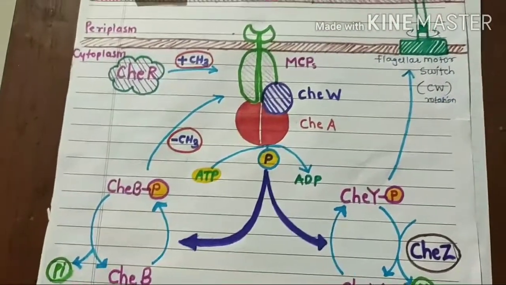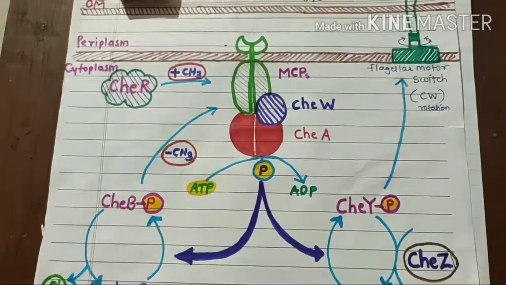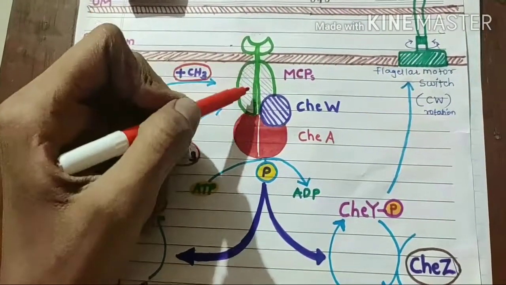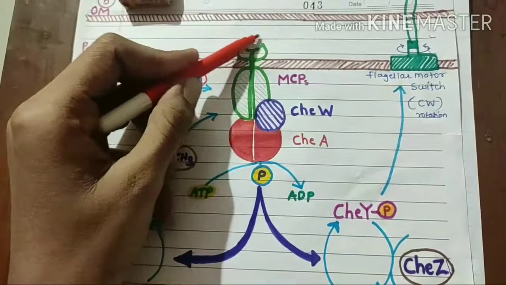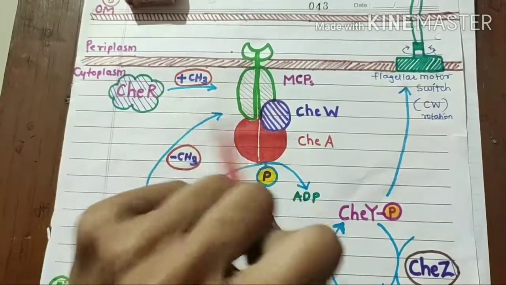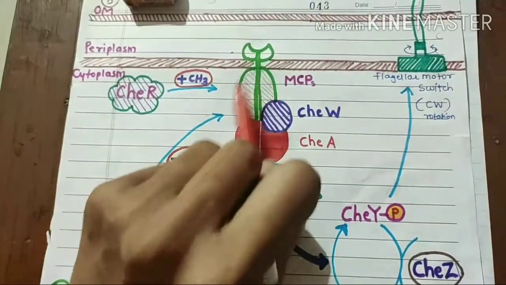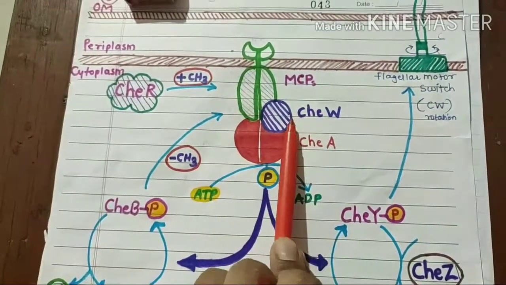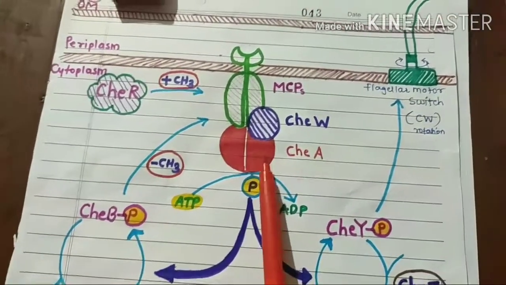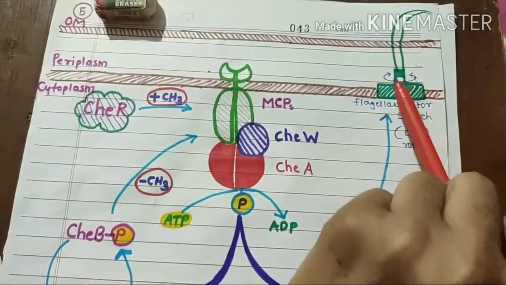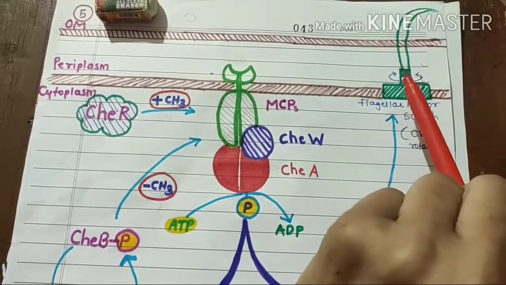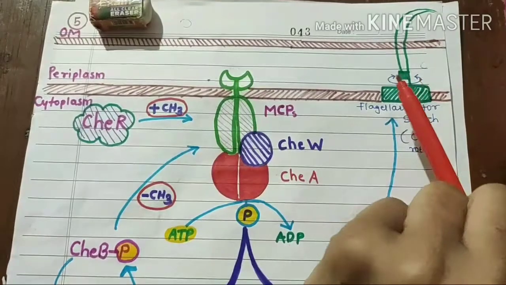I have shown this diagrammatic representation where this green protein is the MCP protein, that is, the methyl accepting chemotaxis protein. This one is the periplasmic domain. This is the periplasm and this is the cytoplasm, and this is the cytoplasmic domain. This is the CheW protein and this is the histidine kinase CheA. This is a flagellum and this is the flagellar motor switch. Generally this flagellum rotates in a counterclockwise manner.